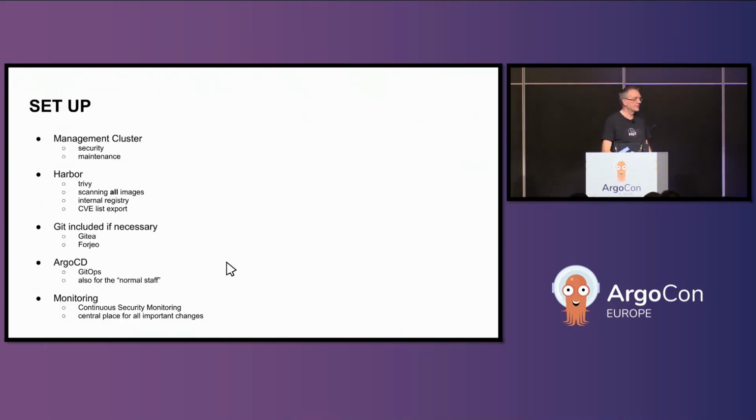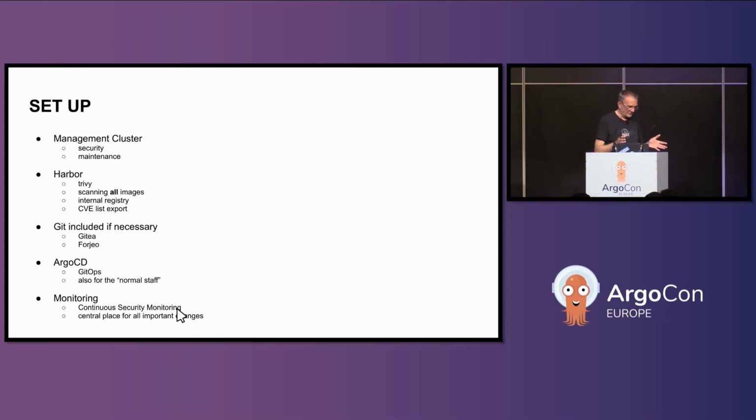A Git is necessary if you want to do GitOps. So Git is one of the first choices, but we're now looking into Forgejo. Argo CD is definitely, as we have seen, the most promising project for rolling out GitOps with a user interface. And with monitoring you get this continuous security monitoring. Continuous means daily at this moment. And this is a central place where you can look into all your changes.